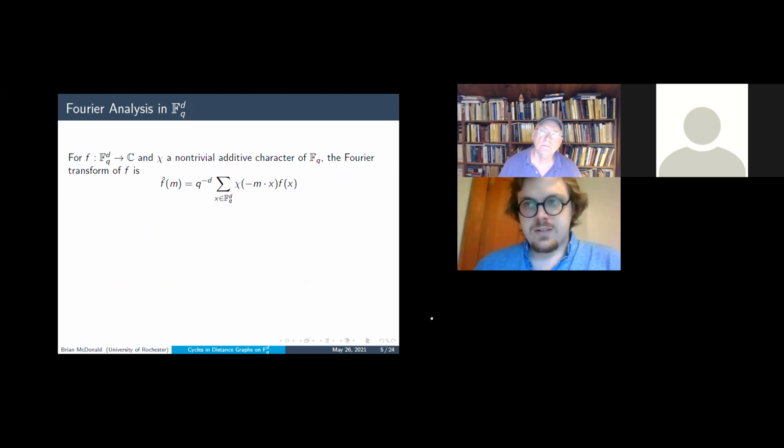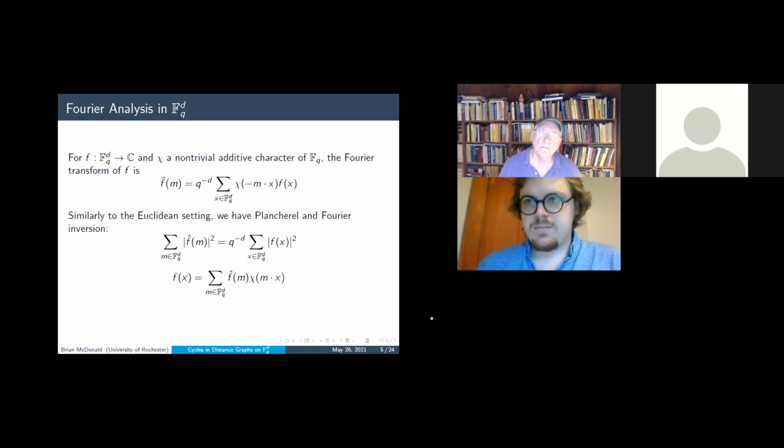Some of the tools that are going to come up are Fourier analysis on finite fields. If chi is a non-trivial additive character of your finite field, then this is how you define the Fourier transform, which is analogous to the Euclidean version. With it defined this way, again similarly to the Euclidean version, we have formulas for Plancherel and for Fourier inversion. The proofs of these things are essentially the same as in the Euclidean case.